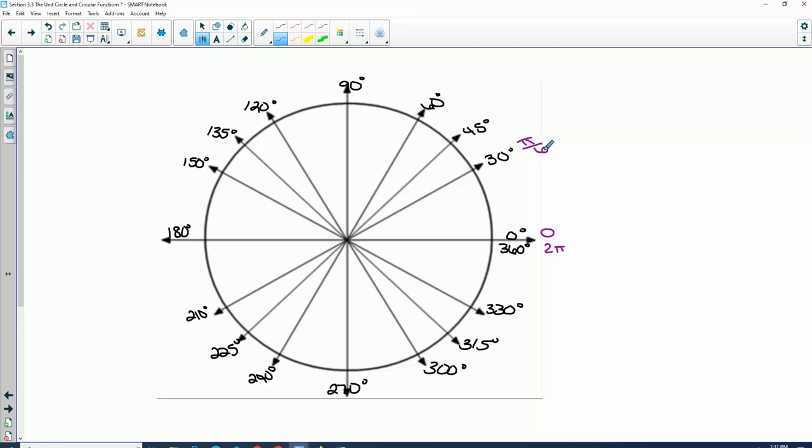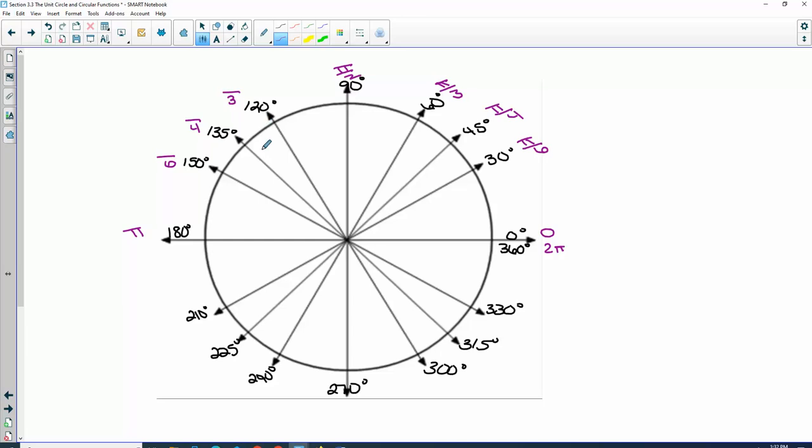And the denominator just gets smaller as you go up. So 45 is pi over 4. 60 is pi over 3. 90 is pi over 2. If I jump down here, 180 degrees is the same as pi. We know our denominators match the reference angle.